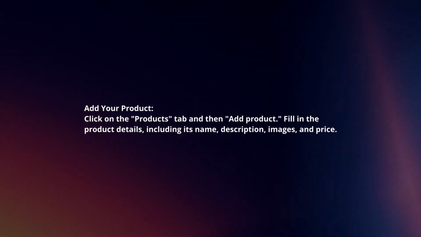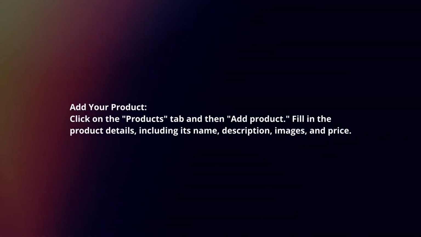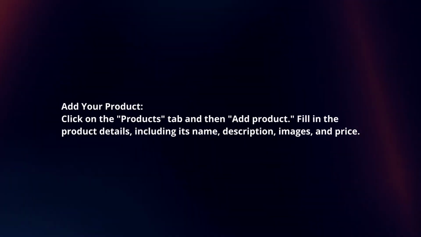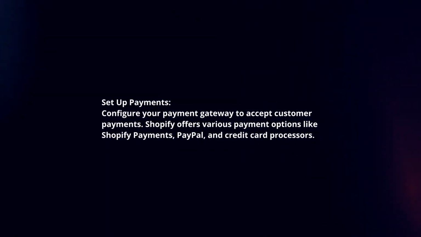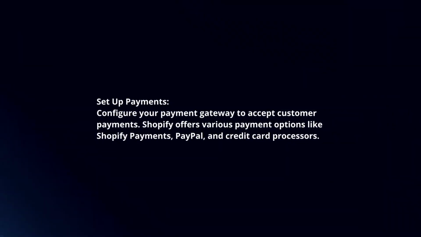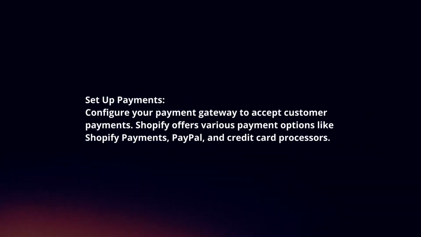Add your product. Click on the Products tab and then Add Product. Fill in the product details, including its name, description, images, and price. Set up payments. Configure your payment gateway to accept customer payments. Shopify offers various payment options like Shopify Payments, PayPal, and credit card processors.